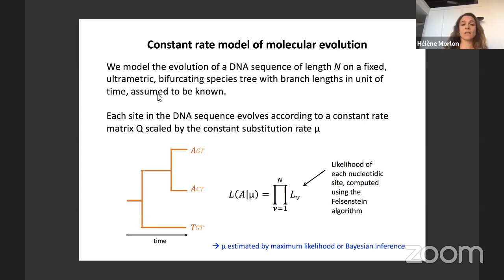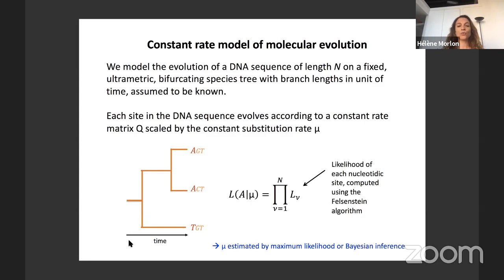And in this case, we have a sequence where each site evolves according to a constant rate matrix scaled by a constant substitution rate mu. And the assumption is that each nucleotide site evolves independently, and so we can compute the likelihood of the alignment as a product of the likelihood of each individual site. And we can compute these likelihoods using a well-known algorithm, the Felsenstein algorithm. And so this is to illustrate the idea of these models.